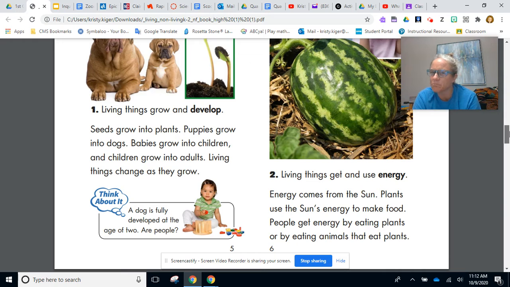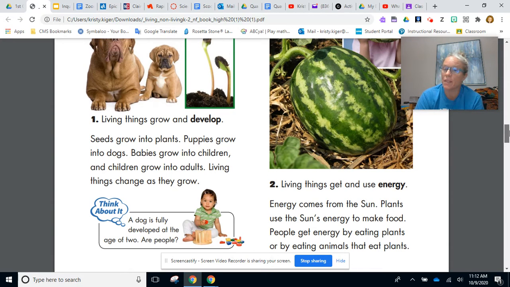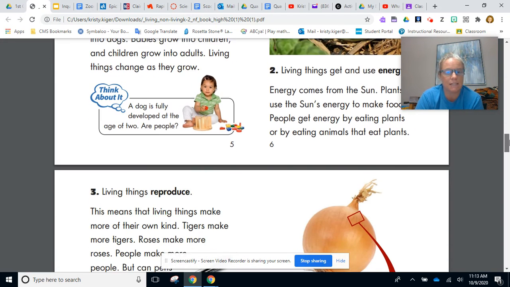Think about it. A dog is fully developed at the age of 2. Are people? Hmm. Number 2, living things get and use energy. Energy comes from the sun. Plants use the energy from the sun to make food. People get energy by eating plants or by eating animals that eat plants. So plants can sometimes be a tricky thing to prove that they're living. Some people think that they don't eat, but plants are different from us because they make their own food by using that energy from the sun's light.